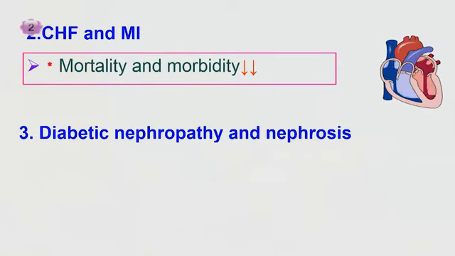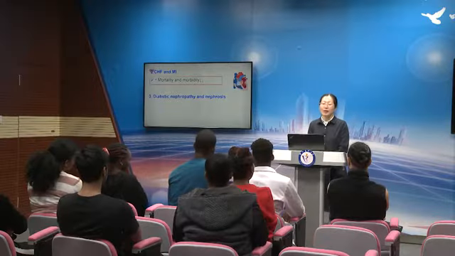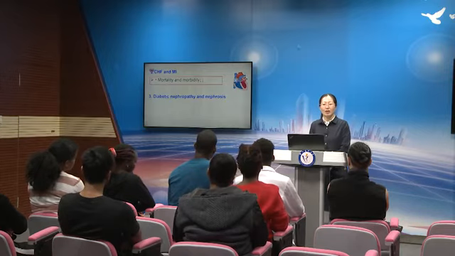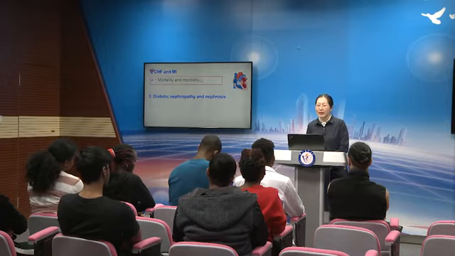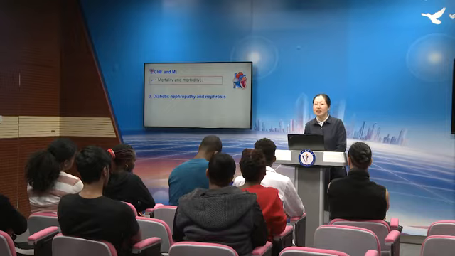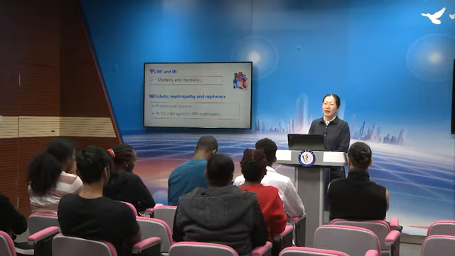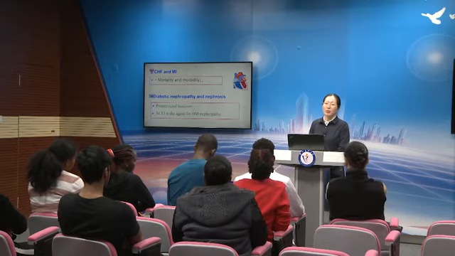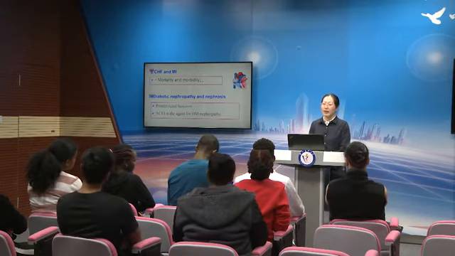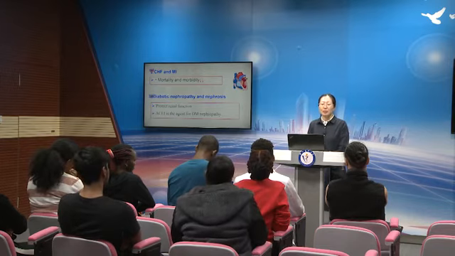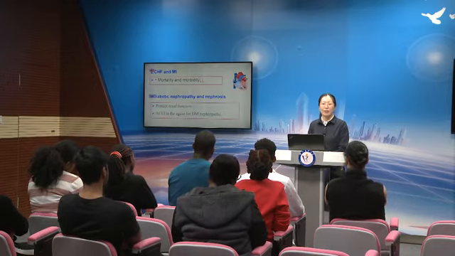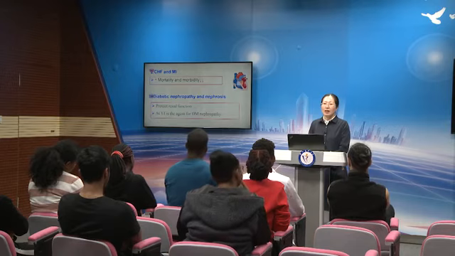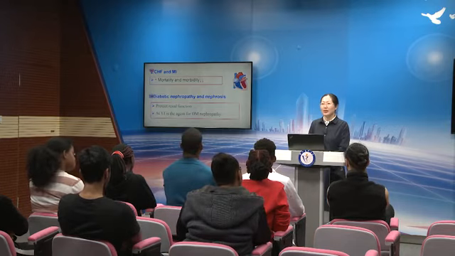The third use: we use ACEI to treat diabetic nephropathy and nephrosis. Why? Just now we mentioned ACEI can increase insulin sensitivity, so it can reduce glucose level and also protect renal function. In clinic, ACEI, captopril, enalapril is the first kind of agent for diabetic nephropathy. We studied ACEI's clinical uses, so you should know the adverse reactions.